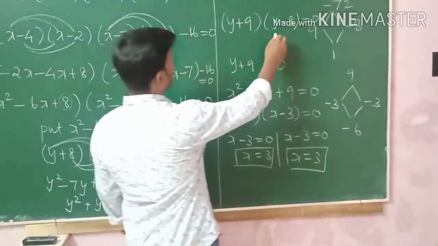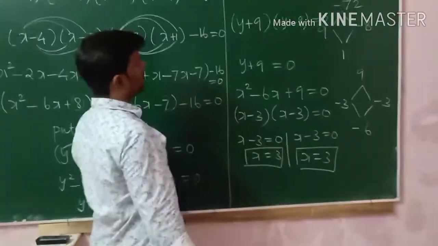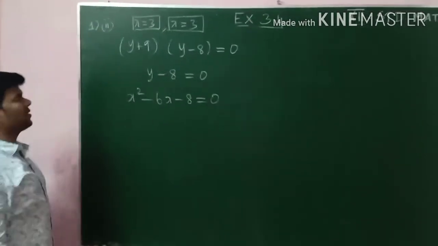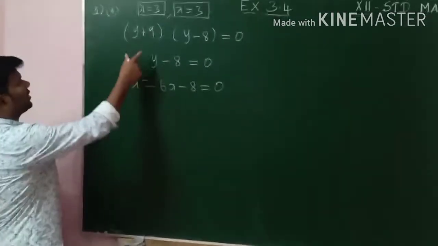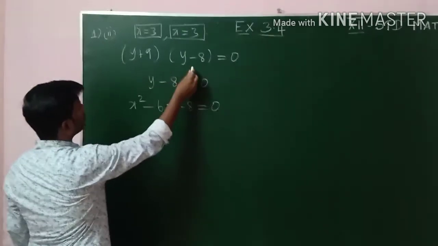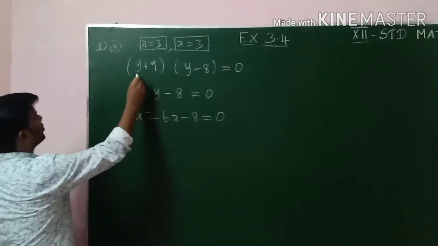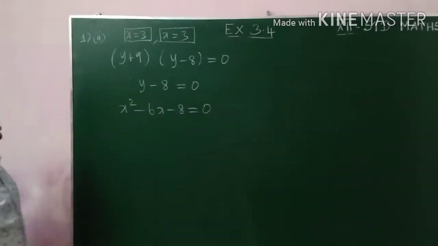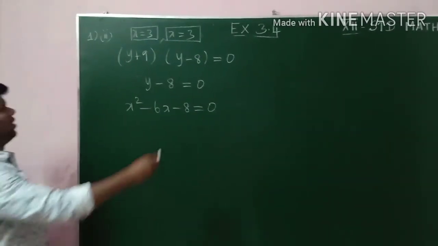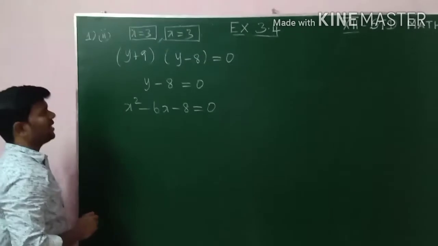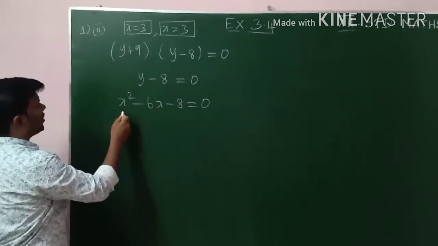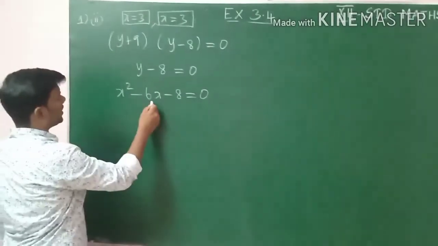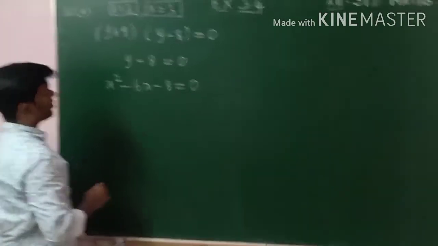So next we will take y minus 8 equal to 0. So from y plus 9 we have found the two roots, x is equal to 3 and x is equal to 3. So now we will take y minus 8 equal to 0. But what is the value of y? x square minus 6x. So x square minus 6x minus 8 equal to 0.